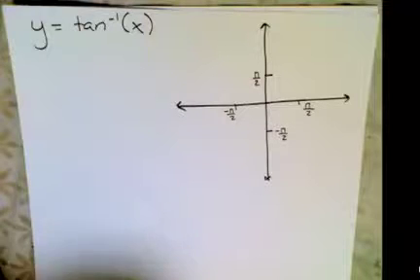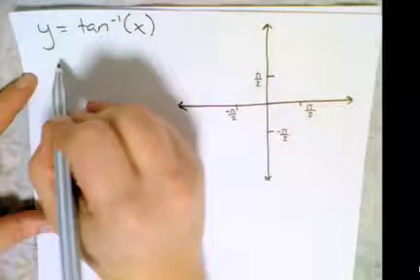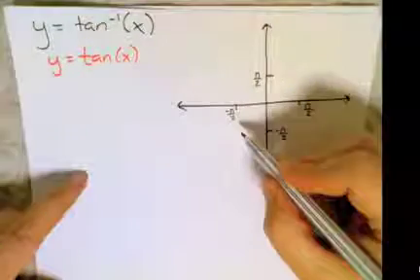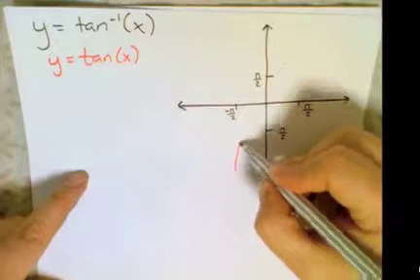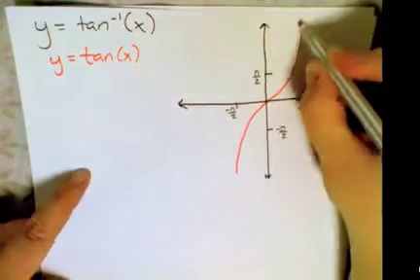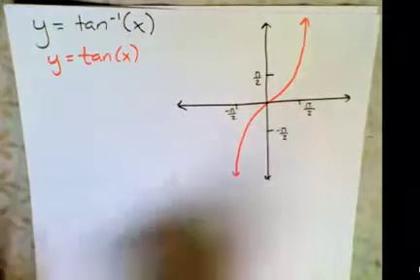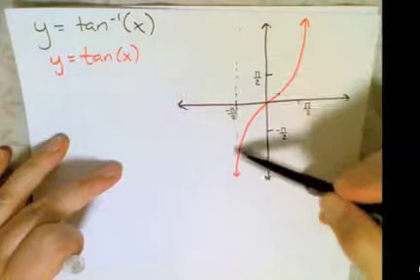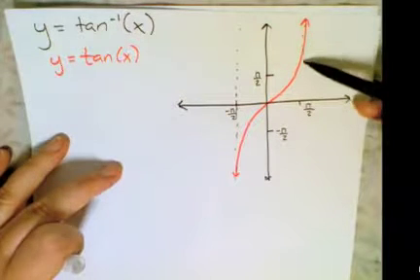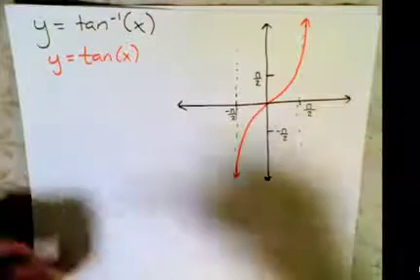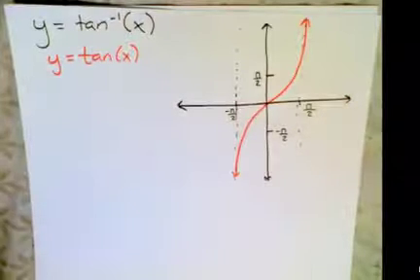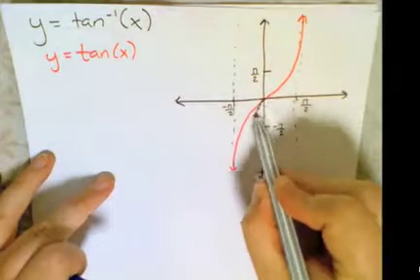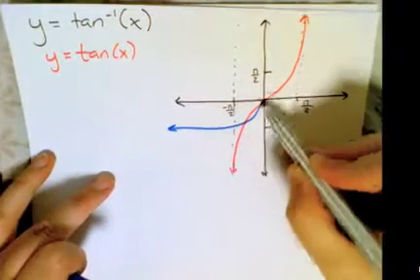Now we have the inverse tangent of x. So first, if we look at y equals the tangent of x, it looks sort of like that. It has asymptotes at -π/2 and +π/2. So if we invert that across the y equals x line, we get something that looks much like that.